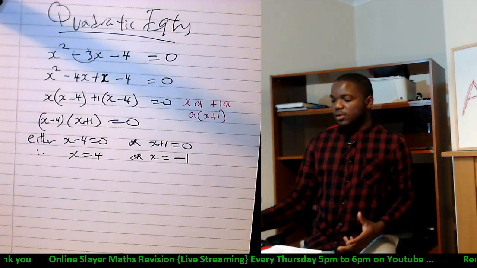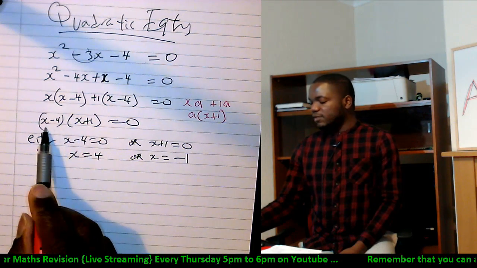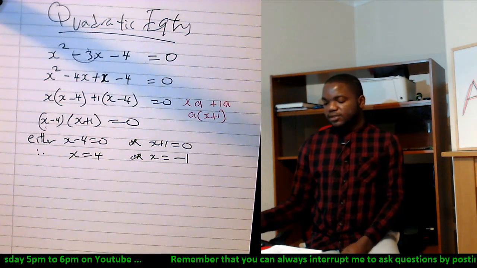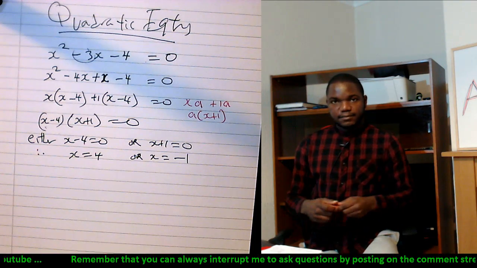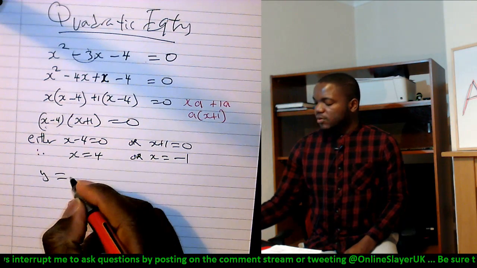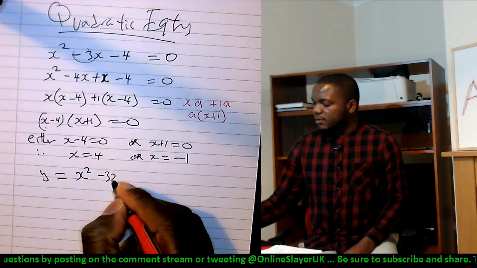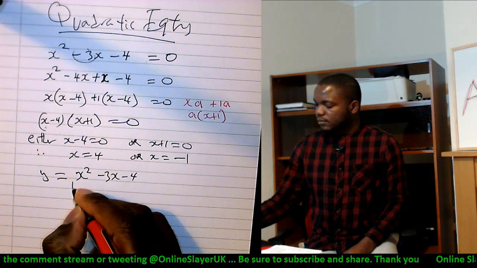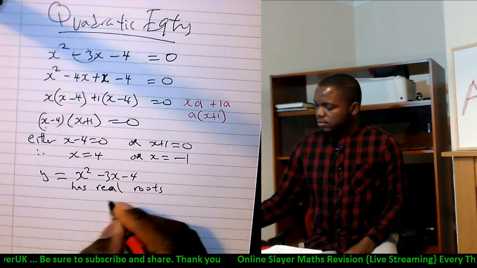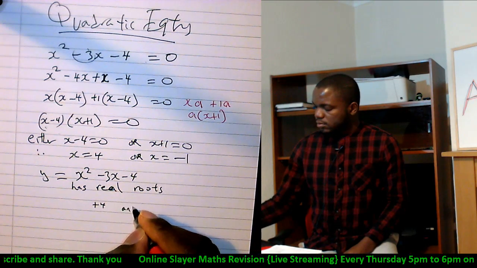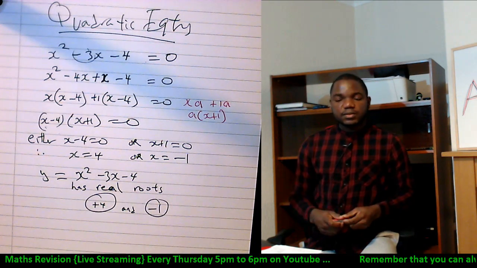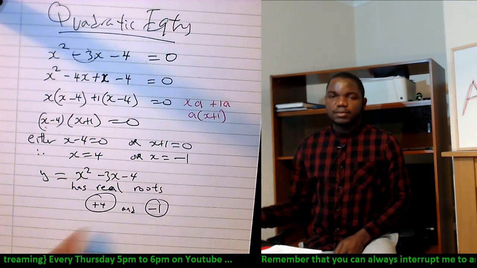Now this is what we call the solution. We have been able to factorize it, and after factorizing it, the result is referred to as the solution to this equation. It is also called the root of the quadratic equation y equals x squared minus 3x minus 4. So these two numbers are called the real root solution to this quadratic problem.